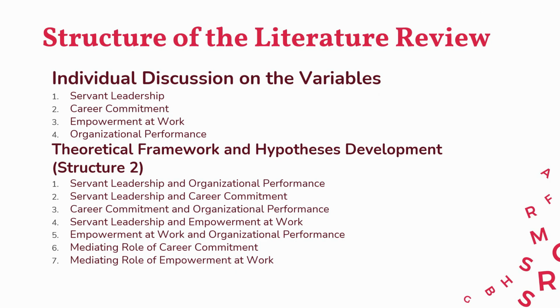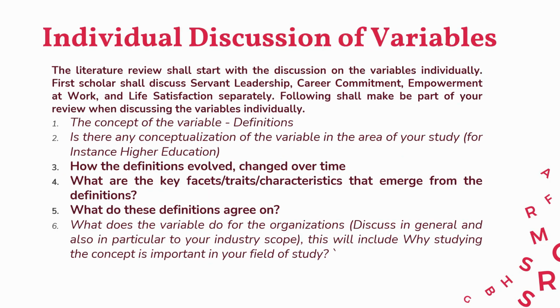Now, how can an AI tool like AnswerThis.io help us achieve this objective and add the relevant details into our literature review and help us make it more critical? Before we do that, we need to understand what goes into each of these sections. What do we write when we are writing the individual discussion on the variables? What do we write when we are writing our theoretical framework and hypothesis development section?